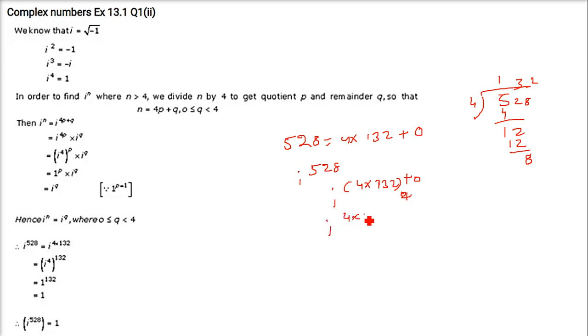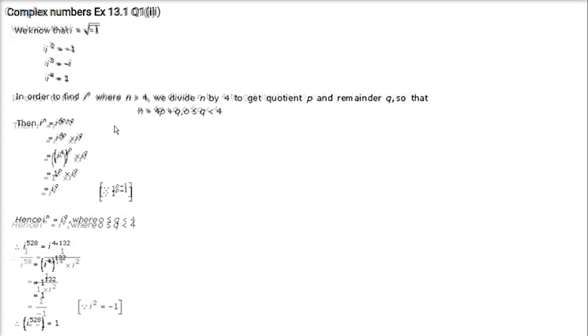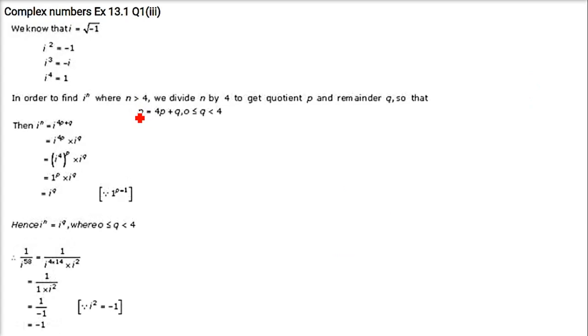Now you can check it. i to the power 4 into 132 times i to the power 0. Anything to the power 0 is 1, so you just eliminate it. Now this can be written as i to the power 4 to the power 132, and as I said, i to the power 4 is always 1. So this comes to 1. So this is the logic we are going to adopt in all these questions.